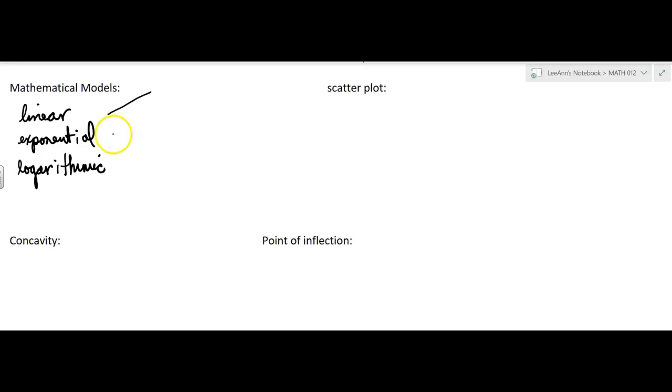If it's exponential, it's either going to look like this, an increasing one, or a decreasing one, right? And a linear model could go the other way as well. If it's logarithmic, it's either coming up and going like that, or it's coming down and going like that.